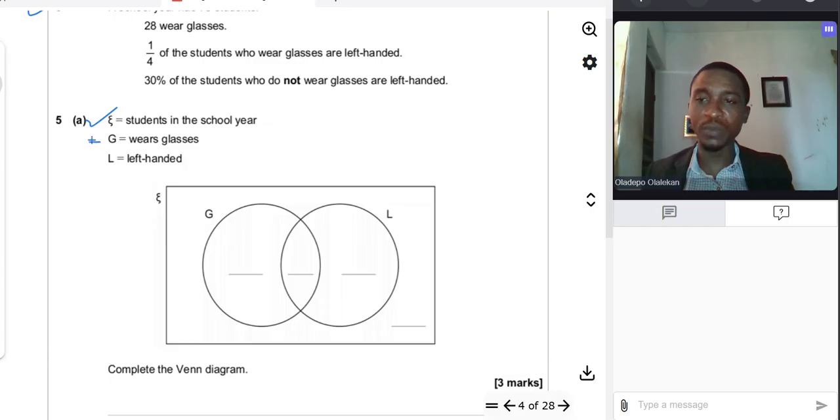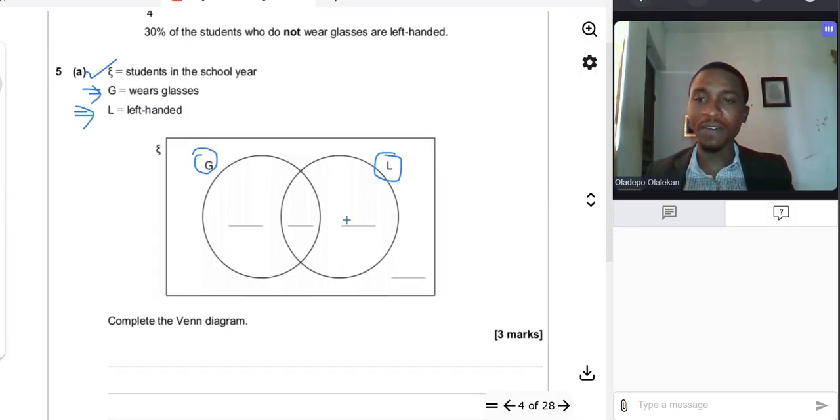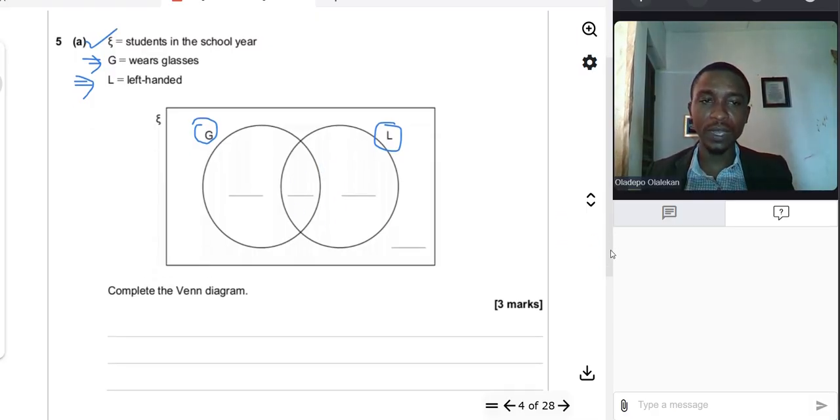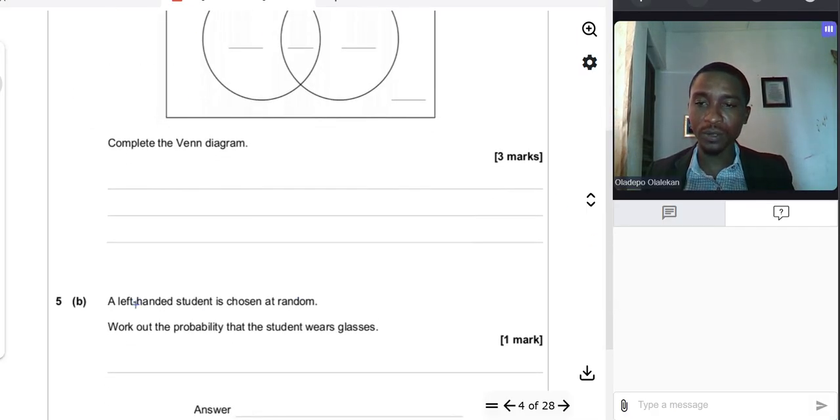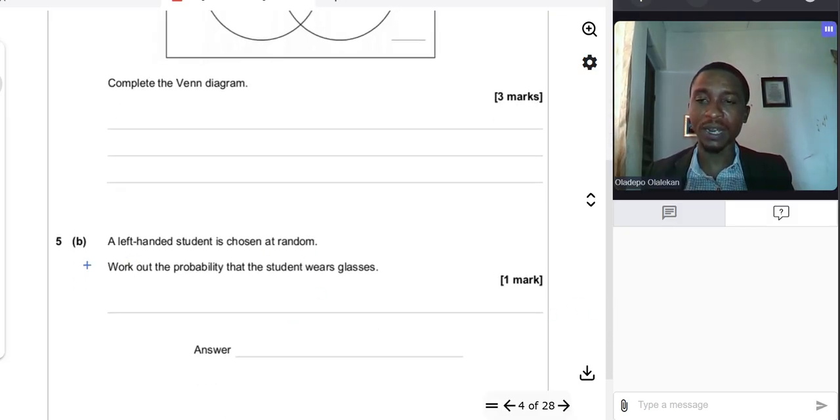Then let G represent those that wear glasses, and L represent those that are left-handed. So you have your G now, glasses wearers, and left-handed people. What are the values? How many glasses-only wearers are we going to have in the school? How many left-handed only are we going to have in this group? Then what's common? So you have to complete the Venn diagram. And also the B part of the question: a left-handed student is chosen at random. What is the probability that the student will wear glasses?